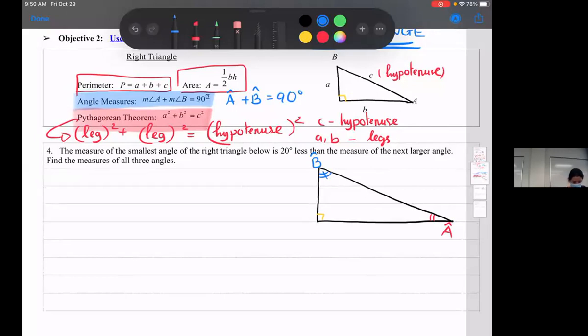The measure of the smallest angle of the right triangle below is 20 degrees less than the measure of the next larger angle. So if you let something be the smallest angle, you're not going to be able to solve it, because the wording is a little bit different now. Let me read it one more time. The measure of the smallest angle is 20 degrees less than the measure of the next larger angle. So which implies which? The smallest will be A, yeah? By eyeballing, the smaller will be A. So the next larger angle will be B, right?